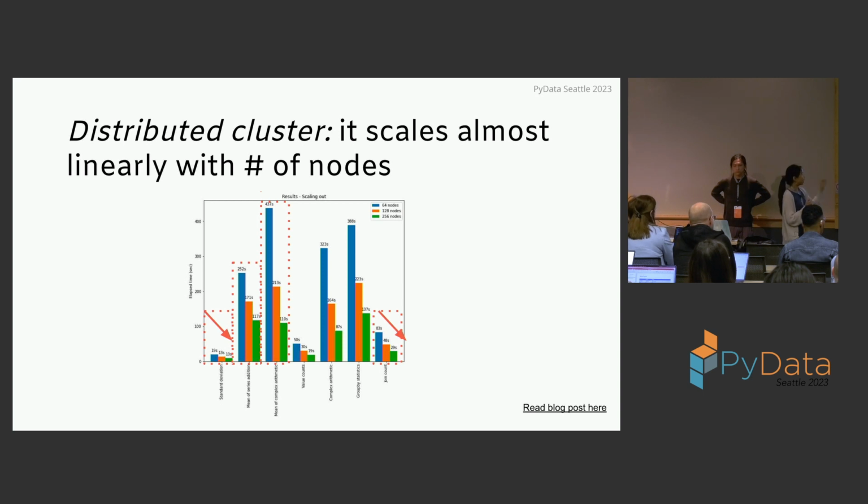For each bar that you see, the blue, orange, and green go from 64 nodes to 256 nodes. The takeaway is that as we linearly increase the number of nodes, the performance almost linearly gets better as well. Hence, you see the downward trend across the benchmark tasks.